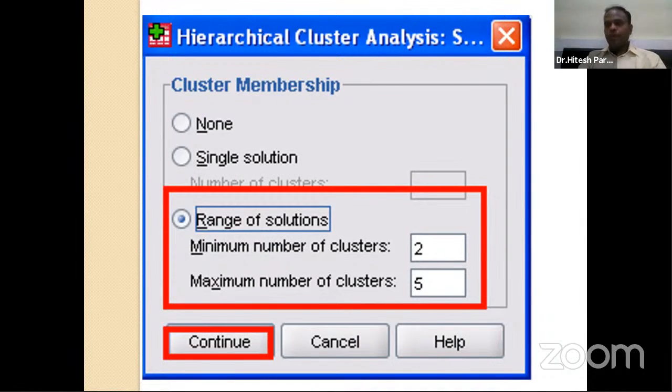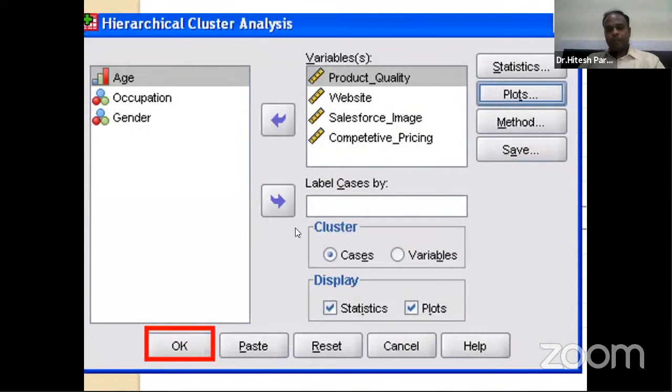Sample size is 40, 41. So it is not advisable to go beyond 5 clusters. So 2 to 5 is appropriate, and then you can continue. If you have a larger sample size, you can have a maximum of 6, 7 or so. Otherwise 2 to 5 are appropriate. Continue and OK.